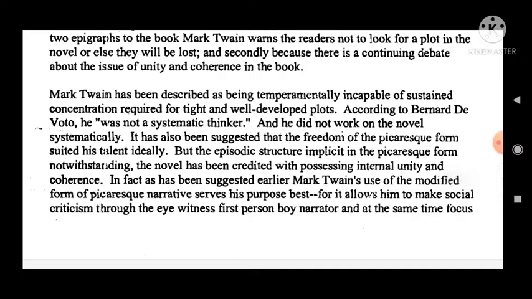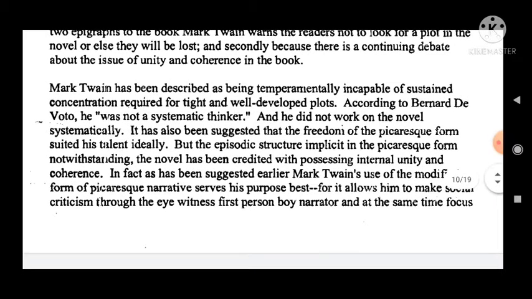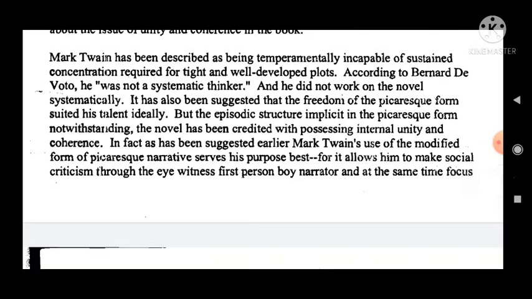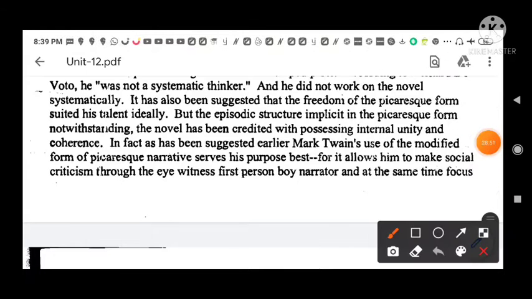Mark Twain has been described as being temperamentally incapable of sustained concentration required for tight and well-developed plots. According to Bernard DeVoto, he was not a systematic thinker and he did not work on the novel systematically. Here is the main key point you can note down from an exam point of view.